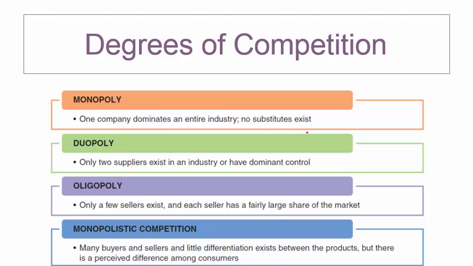A duopoly is two companies. I couldn't think of an example in the U.S. where we have a duopoly where I could just come off the top of my head with two companies. Anyone got an example? I kept thinking and I just couldn't come up with it. I even Googled it and I didn't see anything for a duopoly in the United States.